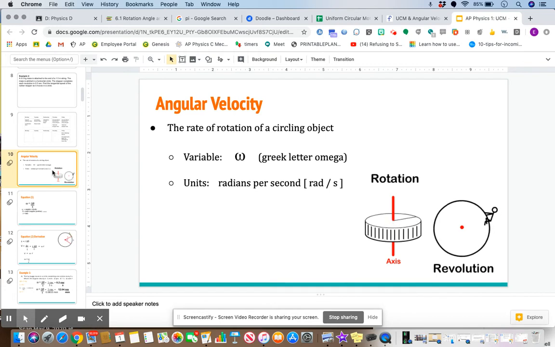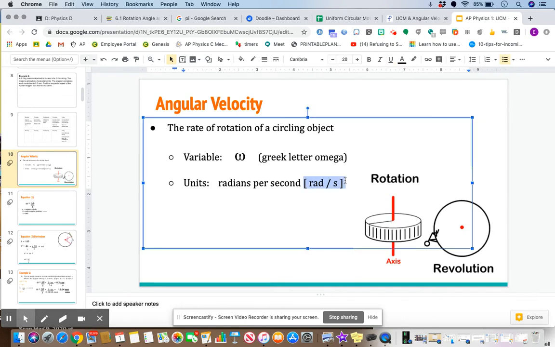Our units are radians per second. So it's the rate at which an object rotates: how many degrees per second, how many radians per second, how many revolutions per second are covered. All of those measurements, degrees, revolutions, radians, describe a change in angular position, a change in theta, which we use to determine the rate of its rotation. The units that we most commonly need are radians per second.